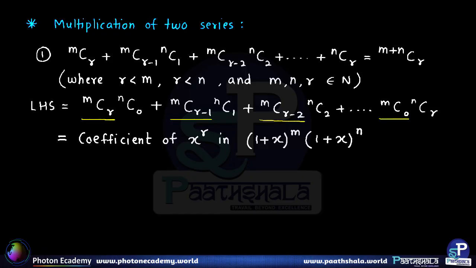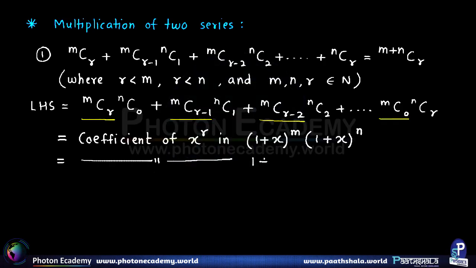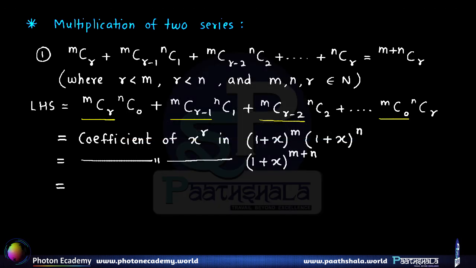Right? So that in turn is equal to the coefficient of x raised to r in, when the base is same, we can definitely add the indices and say that this is equal to 1 plus x whole raised to m plus n. Now the coefficient of x raised to r in 1 plus x raised to m plus n is nothing but, as we know from the general term, it is m plus n C r. So therefore this is nothing but the RHS. So in this way we have proven the required result.